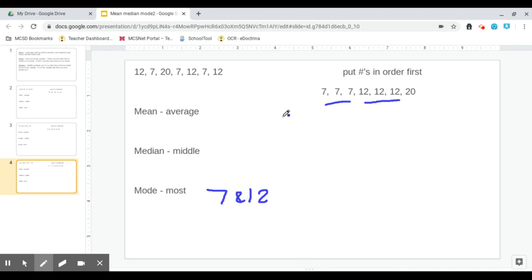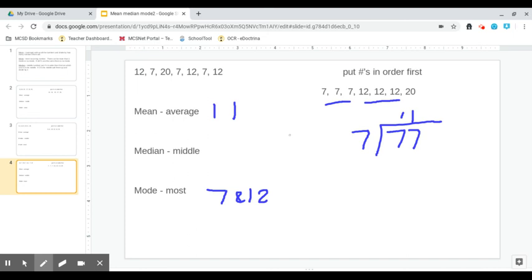Now we add them up. 7, 14, 21, 33, 45, 57, and 20 more is 77. And I'm going to divide by 1, 2, 3, 4, 5, 6, 7. Divide by 7. We know 7 goes into 77 11 times. So my average is 11.